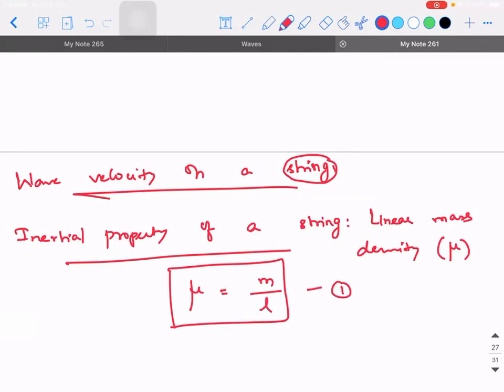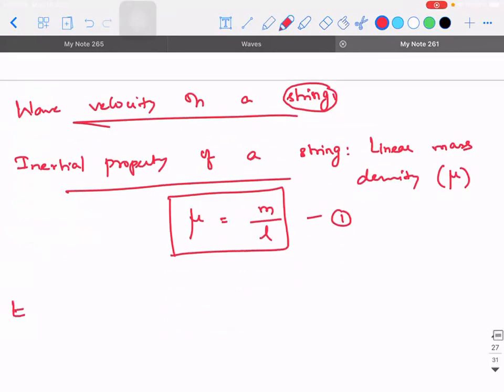Okay. Similarly, what is the property that defines the elasticity of a string? Elastic property of a string is nothing but its tension.